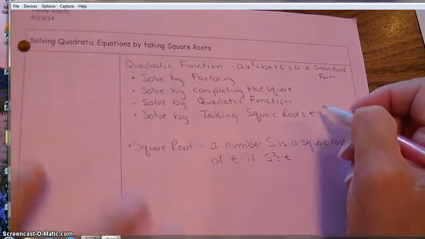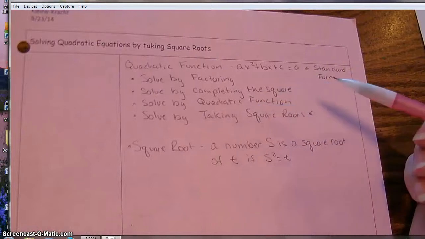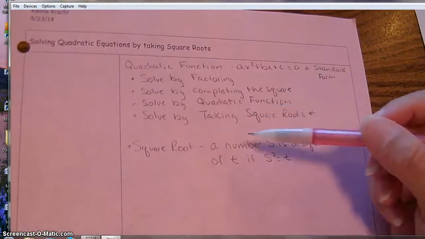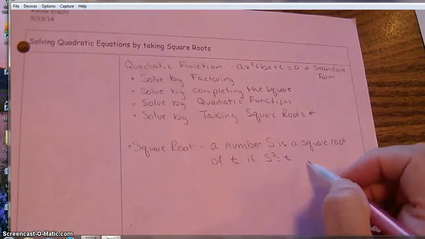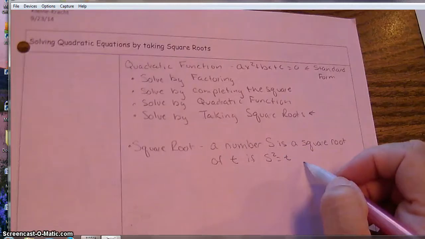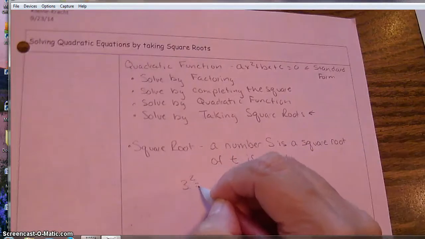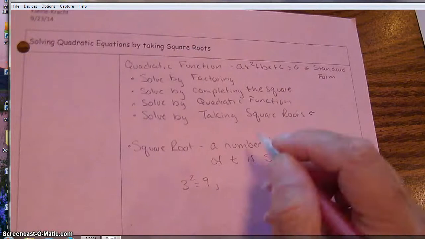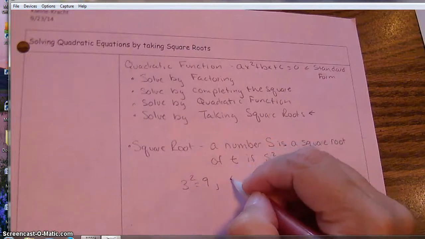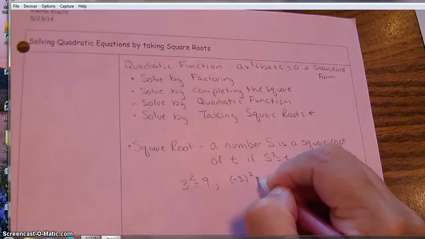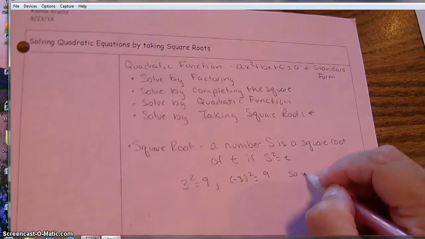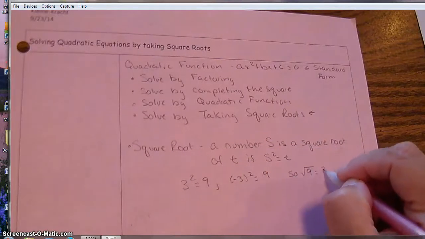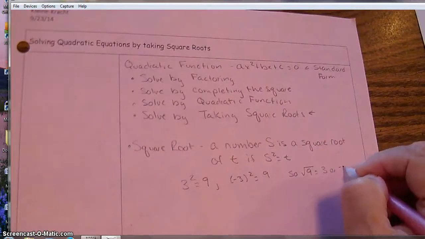So the first definition we need to look at here is the square root. To remember, a number s is the square root of t if s squared equals t. So an example of that would be 3 squared equals 9. And I also have that negative 3 squared is equal to 9. And so that means the square root of 9 is equal to 3 or negative 3.